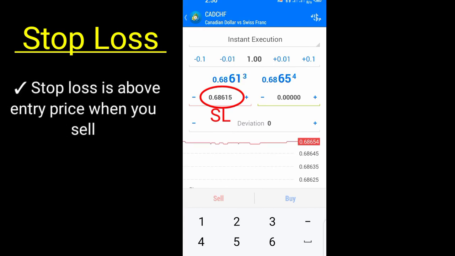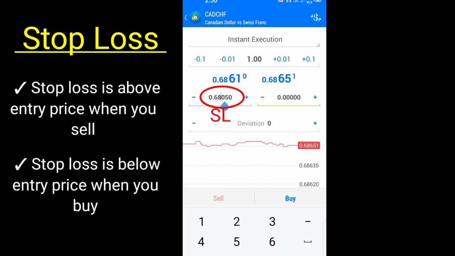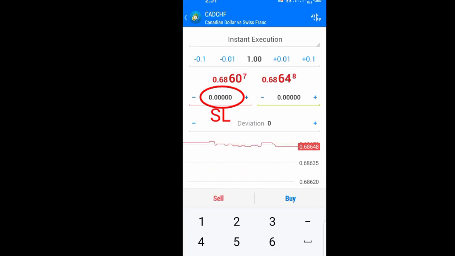If you're selling, the stop loss is above the current price, maybe something like this. But if you're buying, your stop loss should be below. And once you set your stop loss, the right distance is highlighted, whether it's to buy or to sell. You see the button is highlighted. So your stop loss is where you want to exit the market if your prediction is wrong. If things are not working for you, the stop loss is where you want to exit the market.